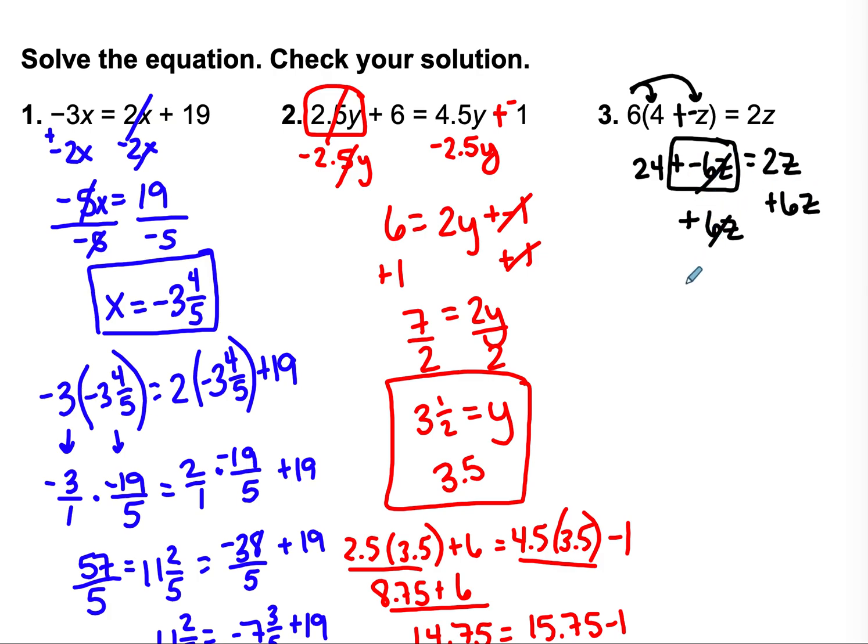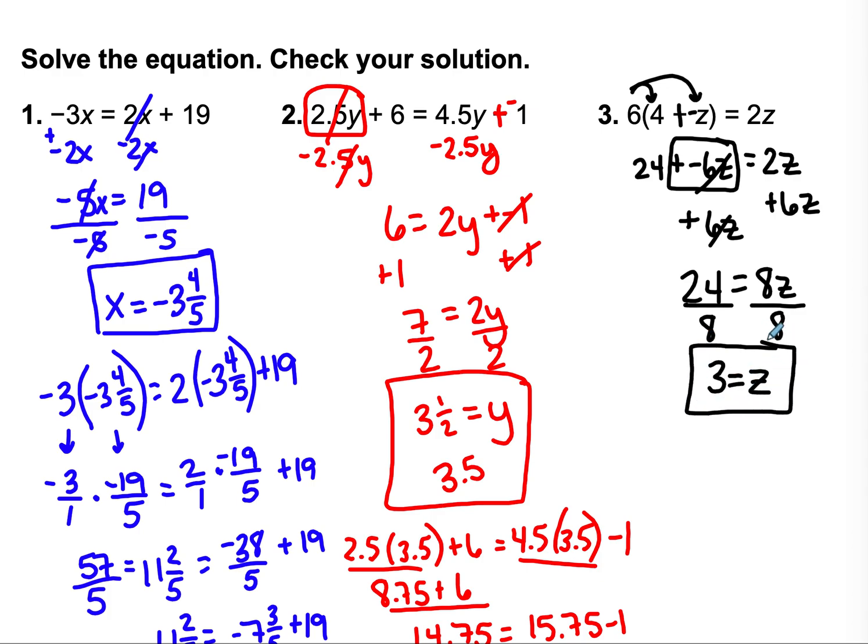Okay, so those cancel out. I'm left with 24. Here I'm doing 2z plus 6z. That's going to give me 8z. Then I cancel out the multiplication with division. 24 divided by 8 equals 3. 3 equals z. Nice whole number. That's going to make my checking just a little bit easier than the last two.